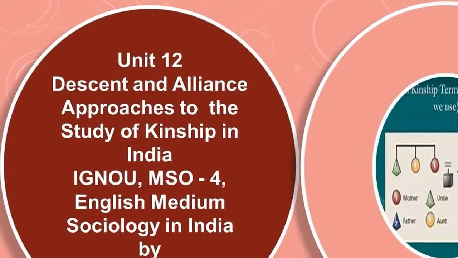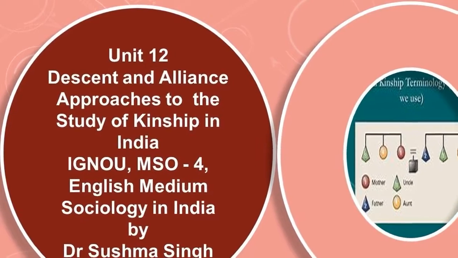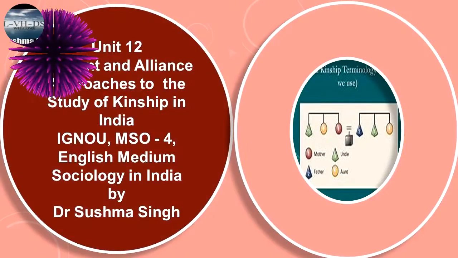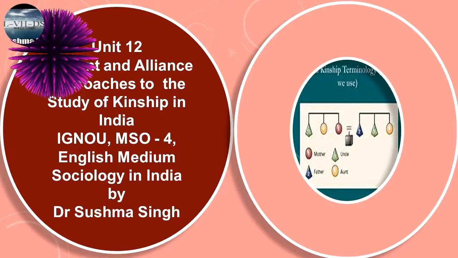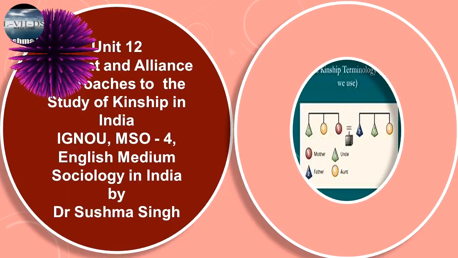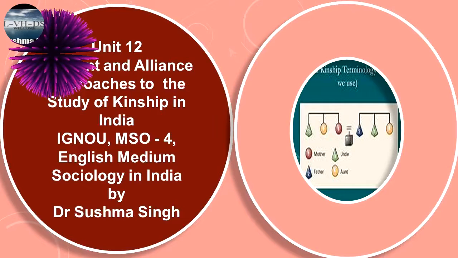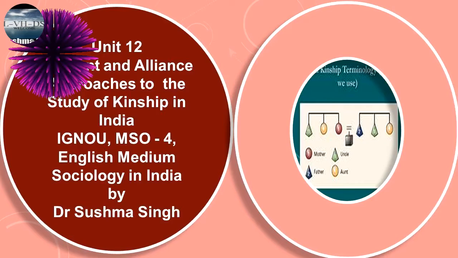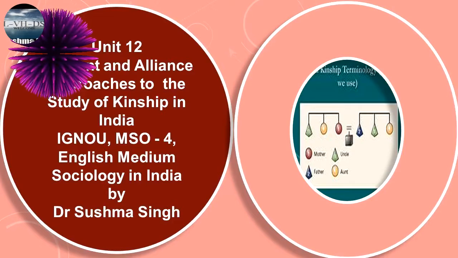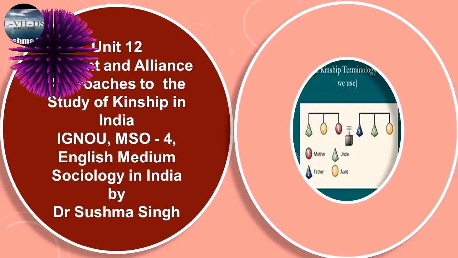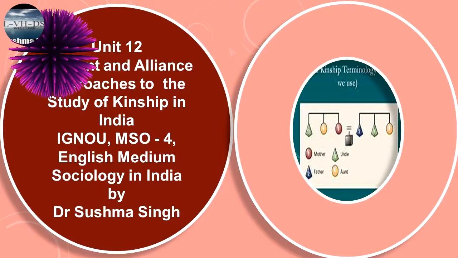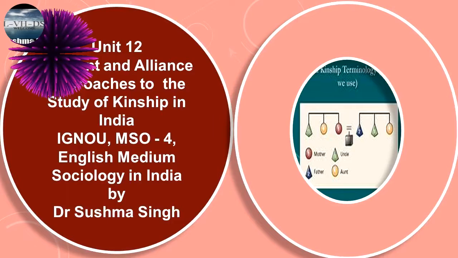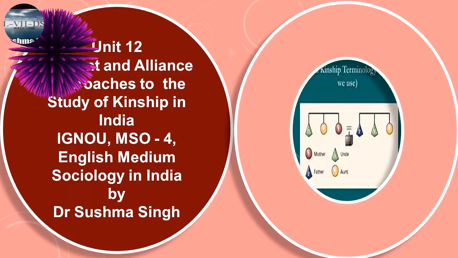Today in Unit 12, Descent and Alliance Approaches to the Study of Kinship in India, we are going to continue our topic on application of descent theory to the study of kinship system in North India, and the subtopic is clan. A lineage is an exogamous unit. This means that a boy and a girl of the same lineage cannot marry. A large exogamous category is called the clan. Among the Hindus, this category is known as Gotra.